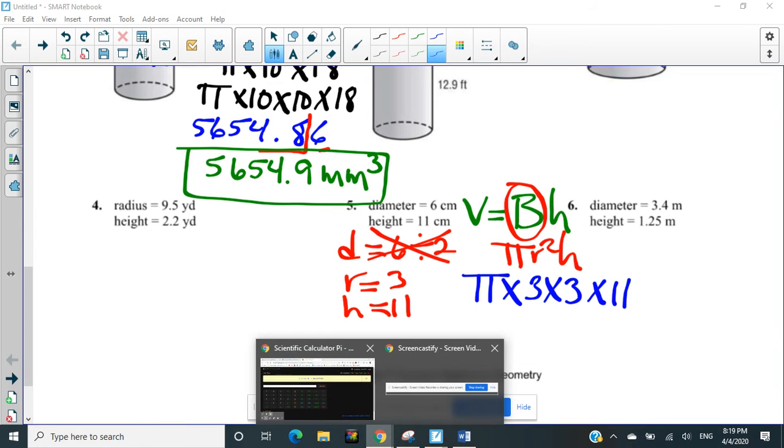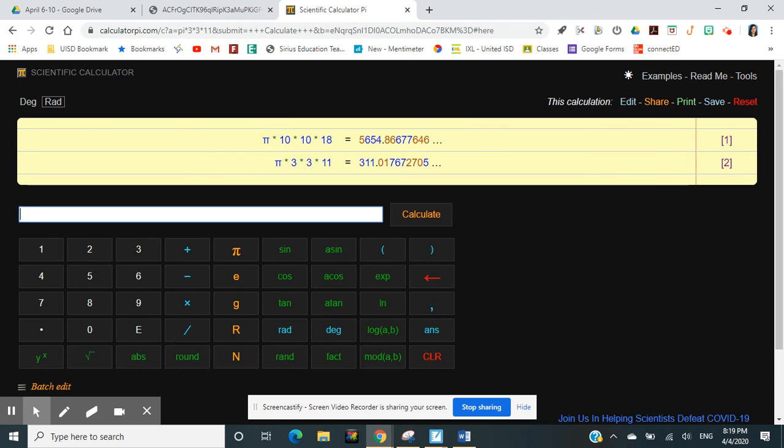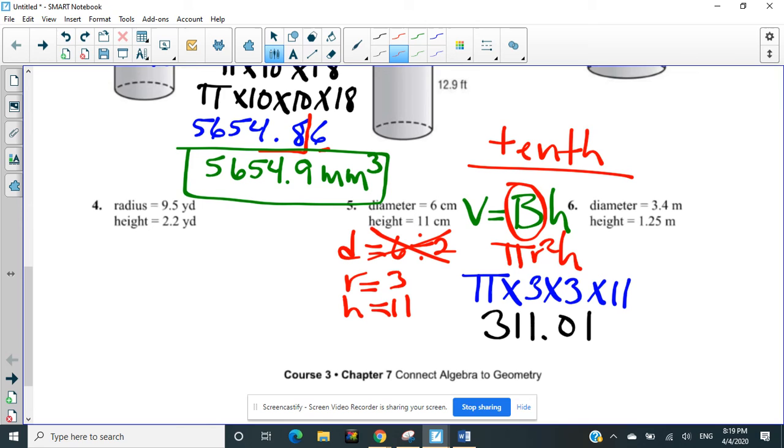We come to our calculator. Pi times 3 times 3 times 11. Calculate. And it's going to be 311.01. Now remember that we are rounding to the nearest tenth. So we're going to cut it here, and this number will tell us either to give it a rest or I want more. So in this case, it's telling us to give it a rest. It will remain at 311 cubic centimeters. And that's how you're going to be solving the problems on Edulastic.